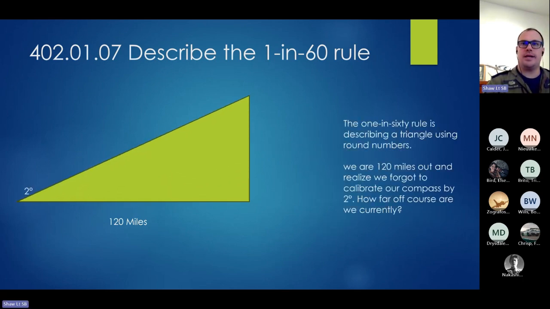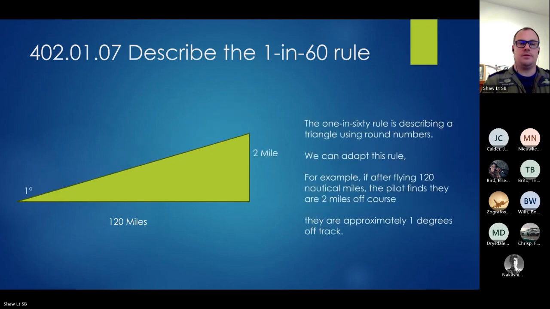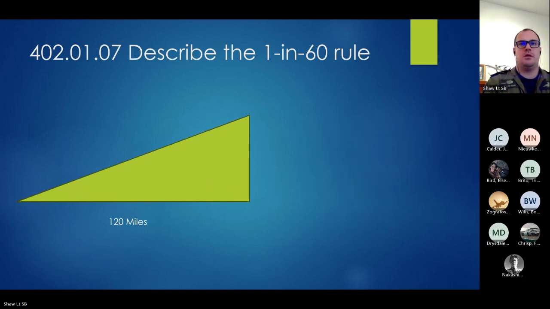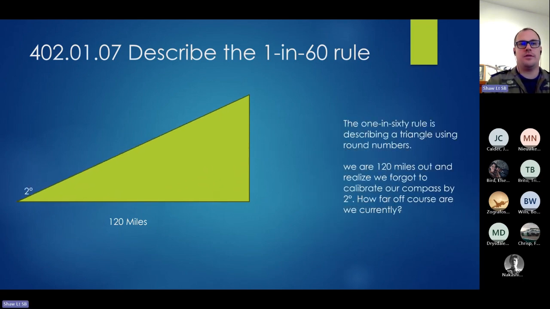Now, try this again. 120 miles out and we forgot to calibrate our compass by 2 degrees. How far off course are we currently? So we're going to have to do some interpolation, a little bit of algebra, a bit of equivalent multiplication. So it looks like it's 4 miles, right? So again, over 120 miles, we were 2 miles off course. So now if it's 2 degrees, it's actually going to be 4 miles, right?